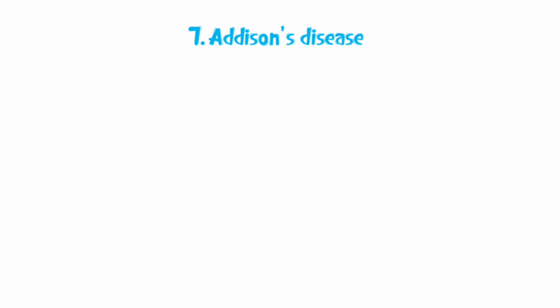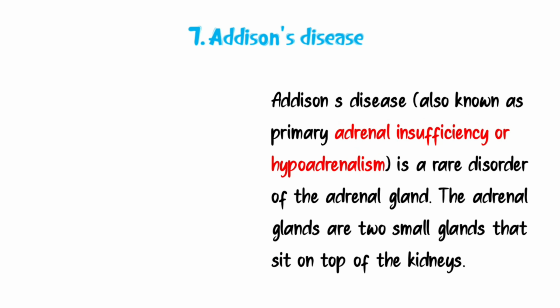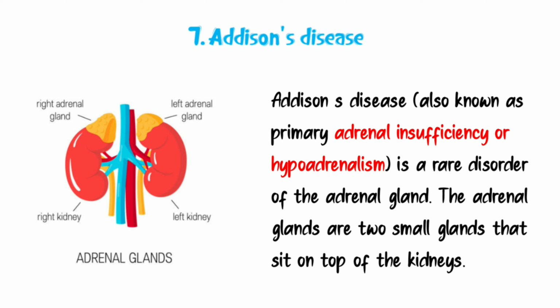Seven. Addison's disease. Addison's disease, also known as primary adrenal insufficiency or hypoadrenalism, is a rare disorder of the adrenal glands. The adrenal glands are two small glands that sit on top of the kidneys.